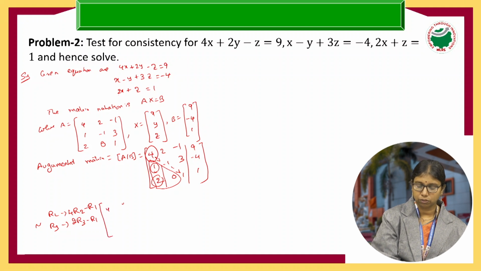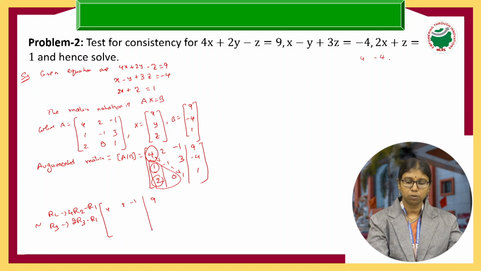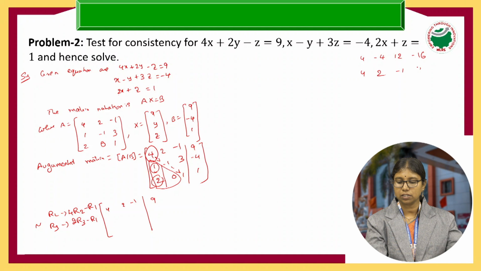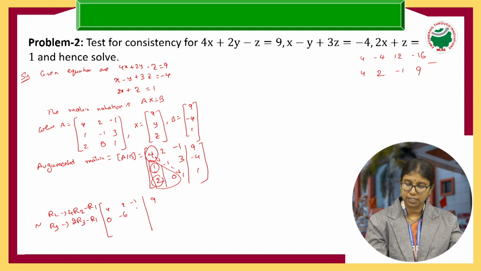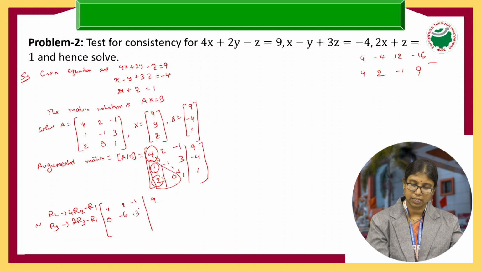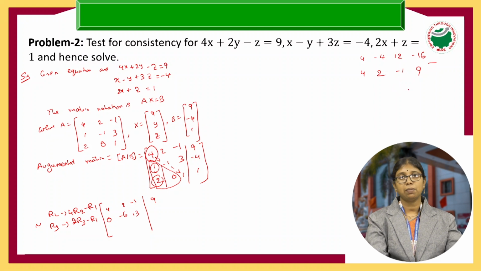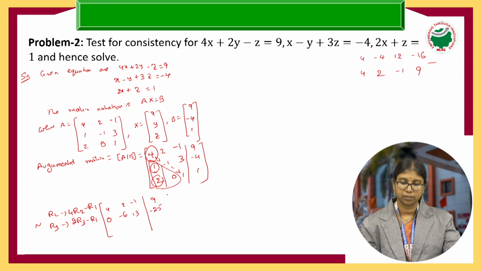Then you will get R1 as 4, 2, minus 1, 9. 4R2: multiply the second row with 4. That is 4, minus 4, 12, minus 16. Next, R1 is 4, 2, minus 1, 9. So by subtracting, this is 0. Minus 4 minus 2 is minus 6. 12 minus of minus 1 is plus 1, so 12 plus 1 is 13. Minus 16 minus 9 is minus 25.